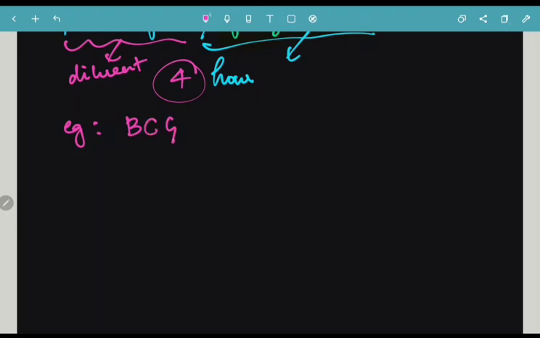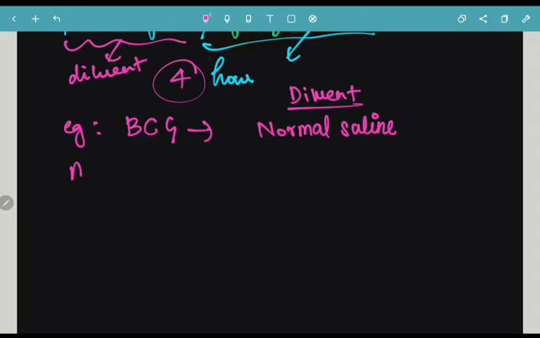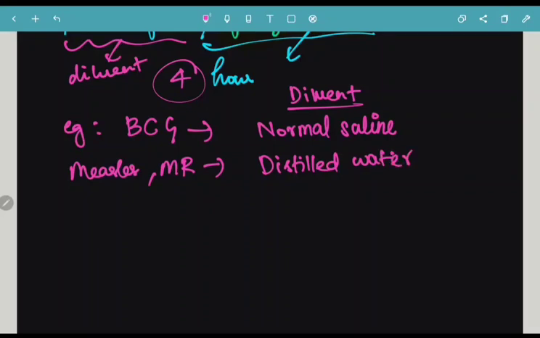First, BCG. What is the diluent used here? The diluent used in BCG is going to be normal saline. Very important. Next, coming to measles and MMR. These are all MCQs. In measles or MMR, the diluent used is going to be distilled water. So what is the diluent used in BCG? Normal saline. What is the diluent used in MMR or MR? Distilled water.